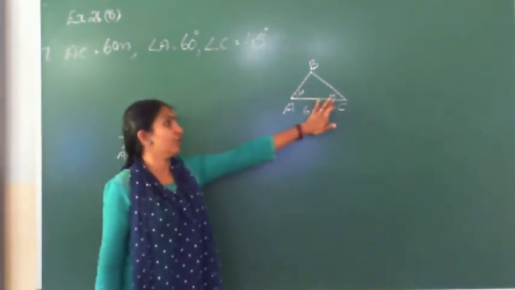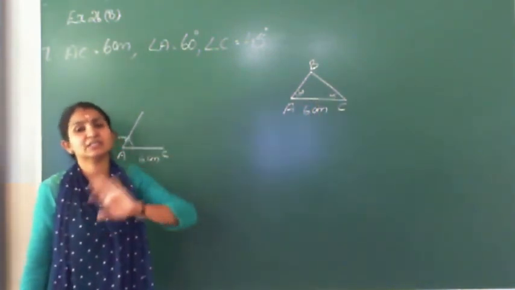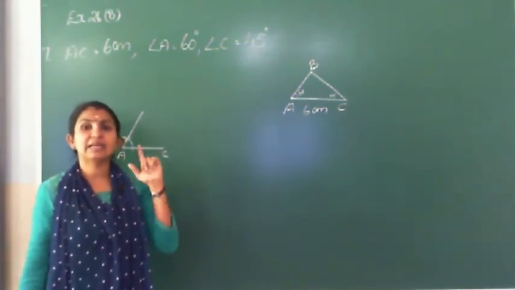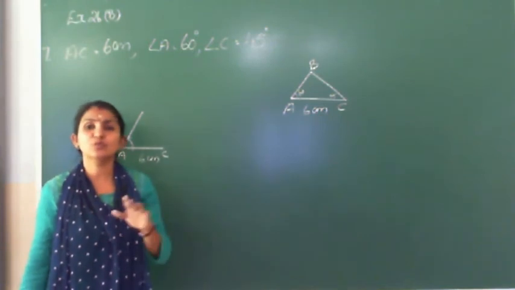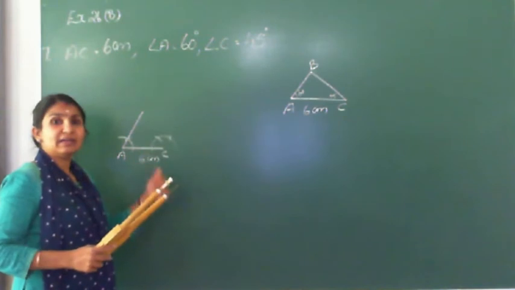Now next one is 45°. How we can construct 45°? 45° is the bisector of 90°, or we can do 60-30 then its bisector. It is up to you which one you need. I am here doing 90° and its bisector.